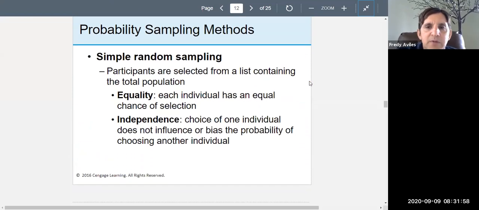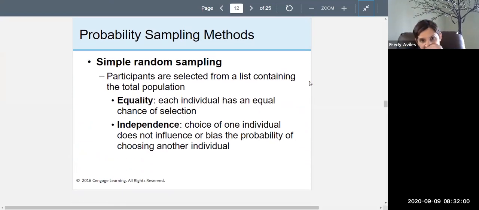So let's talk about probability sampling methods first. These are a little bit more complicated than non-probability sampling, but it's not too bad. One form of probability sampling is called simple random sampling. With simple random sampling, you select participants from a list containing the total population.